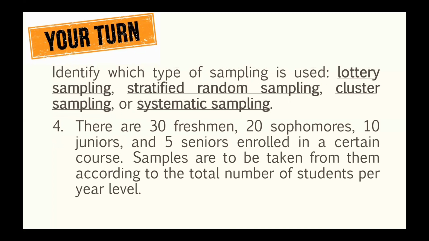Number 4, there are 30 freshmen, 20 sophomores, 10 juniors, and 5 seniors enrolled in a certain course. Samples are to be taken from them according to the total number of students per year level. So what type of sampling technique is this? Number 4 is stratified random sampling because the samples which are to be taken will be chosen according to the total number of students per year level. So there will be a proportion. So number 4 is stratified random sampling.